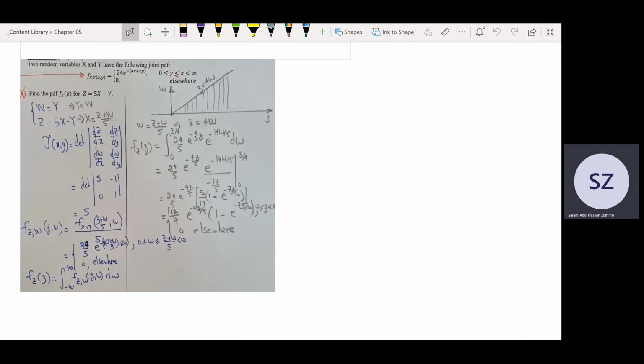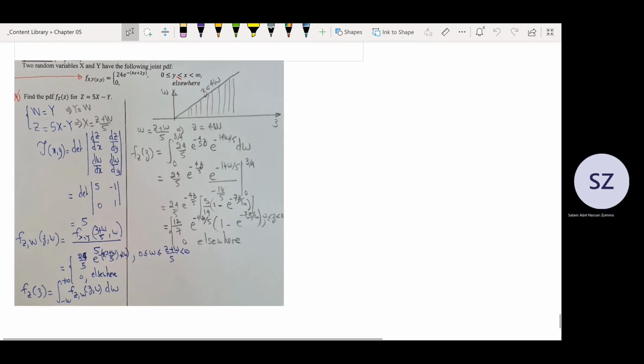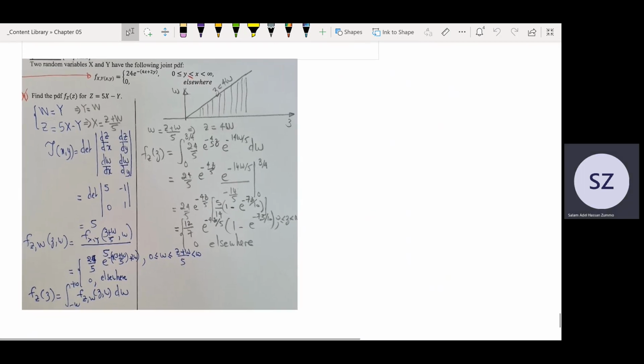For example, here we have two random variables, X and Y, having the joint PDF given by 24 e to the minus (4x plus 2y), for the values 0 less than or equal to y less than or equal to x.